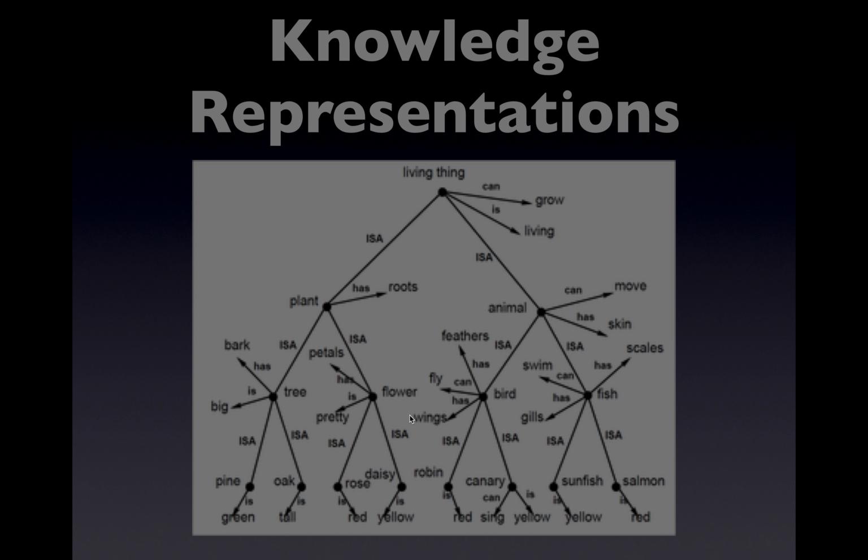And they wanted to find some experimental evidence of this proposal. So what they did was they asked people to verify facts. So for instance, they would say, is a canary yellow? Is a rose red? Or can a rose be red? Is an oak tall? Is a salmon red? These kinds of questions. Or they would ask, is a salmon living? Or does a salmon have skin?